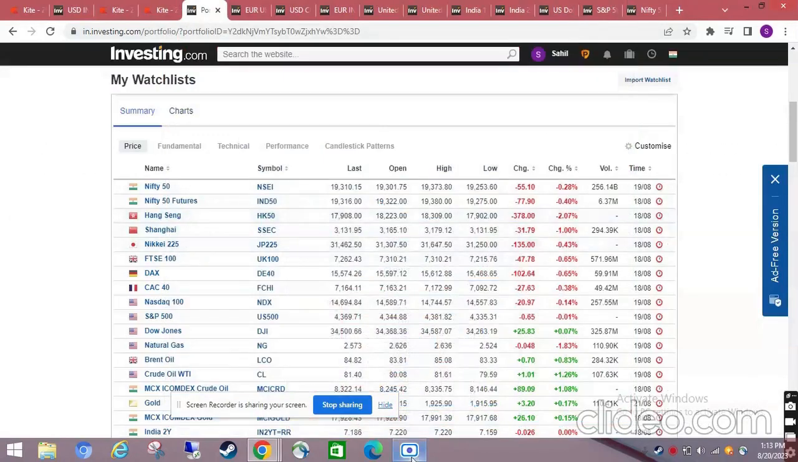So traders, these are all the things which I look for. You can make your own watch list. You can go to investing.com and create a watch list. First I've added all the stock markets of the world. We'll start with our Nifty, then we have Hong Kong, Shanghai, Nikkei, London, German, and of course US based markets.